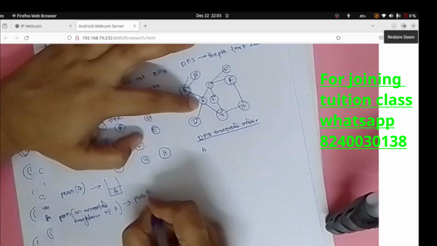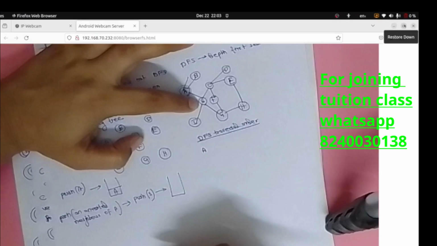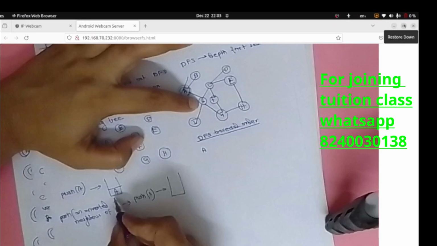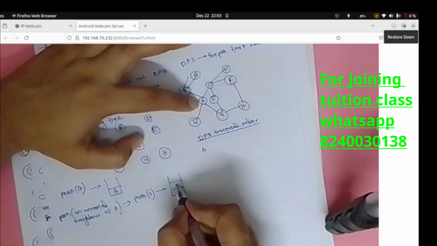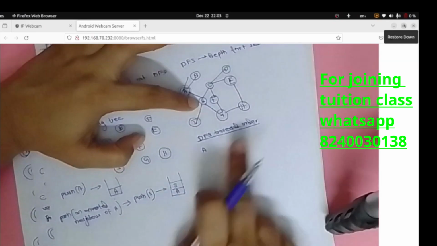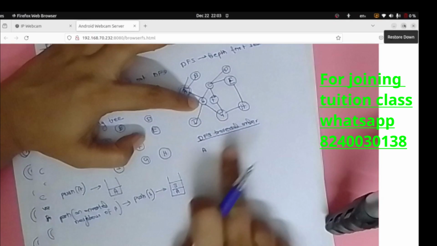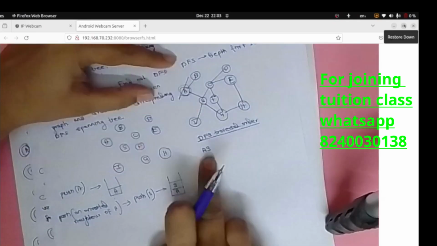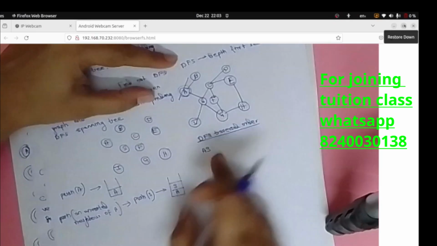When this operation is done, there will be changes in the stack. S will be pushed as the topmost element of the stack. Previously, the content of the stack was only A. So now S will be the topmost element. That means it has been inserted into the stack. So what will be the changes in the depth first traversal order? The next vertex that will be traversed is S. So S will be indicated as a visited vertex, so we make a cross here.